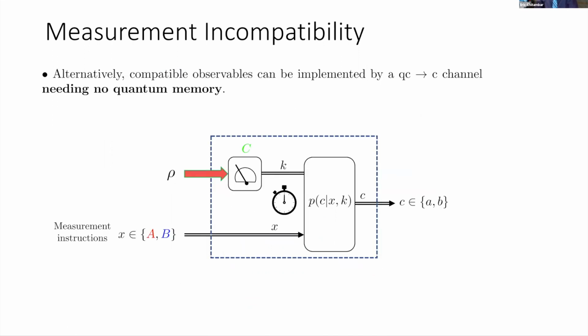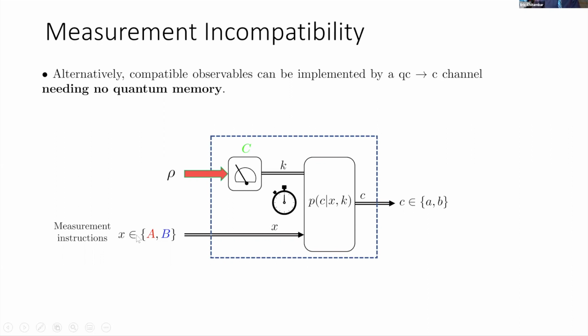Okay, so now I want to make this link to quantum memory. The idea is that we can implement compatible measurements without needing quantum memory. And the way it goes is as follows. Remember that an abstract measurement device has a quantum input, a classical input, and then a classical output. So here's my quantum input. It comes in, I measure it right away. This is my C observable. Then I feed the K to some classical post-processing map here.